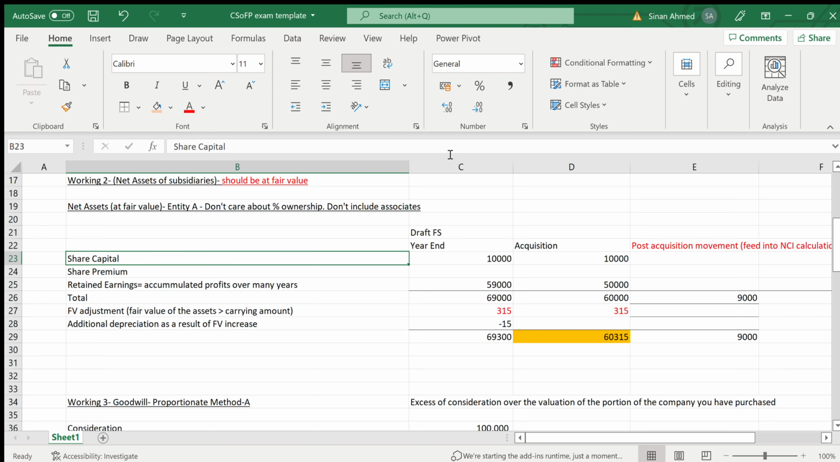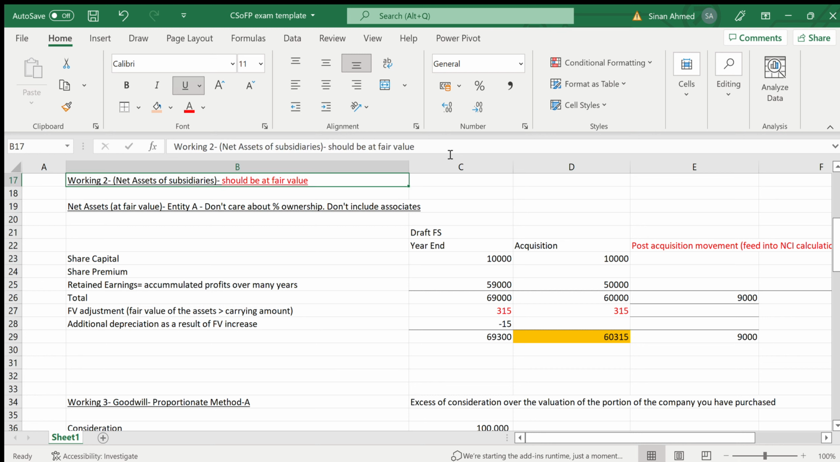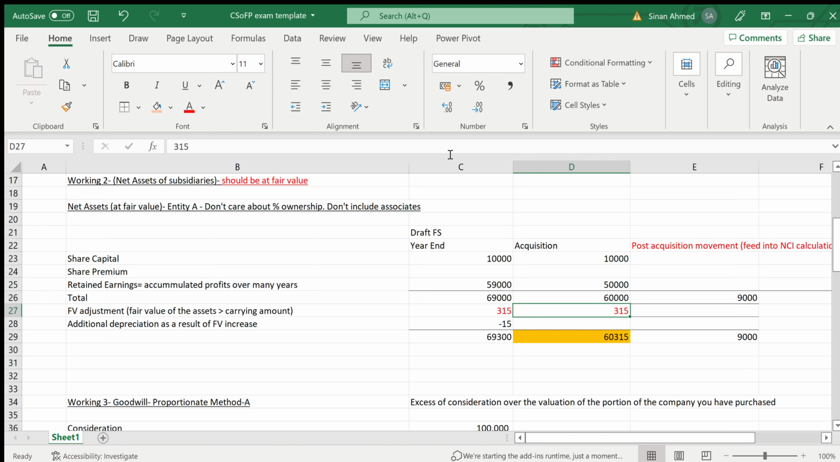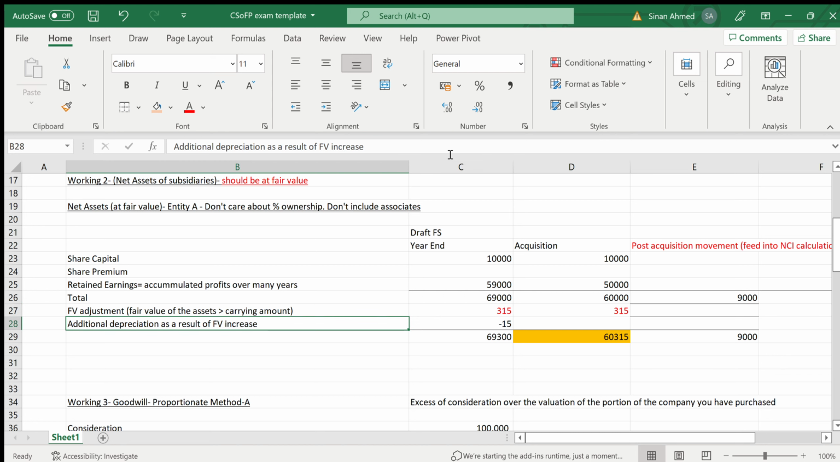Now, I told you this before, but you need to make sure that your net assets are at fair value. So you might get cases where the fair value of the assets was greater than the carrying amount, so you need to make an adjustment. For example, the fair value was greater by 315k. So you need to make the adjustment both at the acquisition date and at the year end. Okay, so make sure you're adjusting at the right places and leave lots of room for your adjustments.